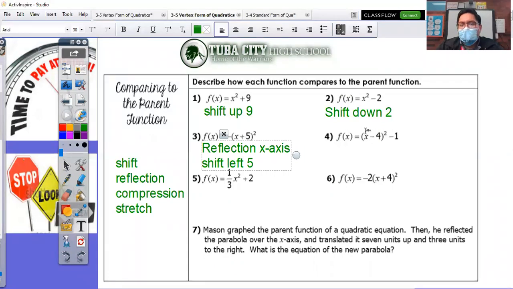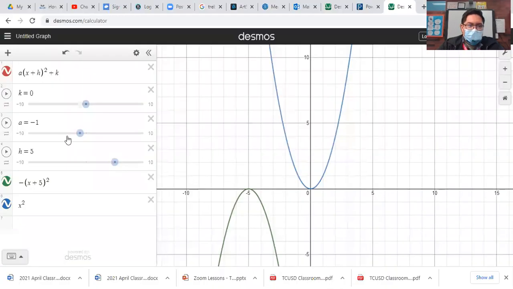All right, now let's go ahead and move on to number 4. So we have x minus 4 squared minus 1. Well, actually, that would be the difference of x and 4 squared. So I'm going to reset this to where it used to be, and change that back to 1. And then h is going to go right there. So now it's back to where it was.